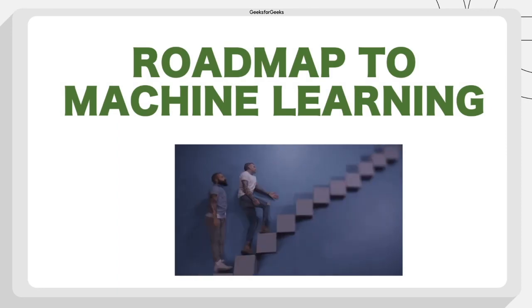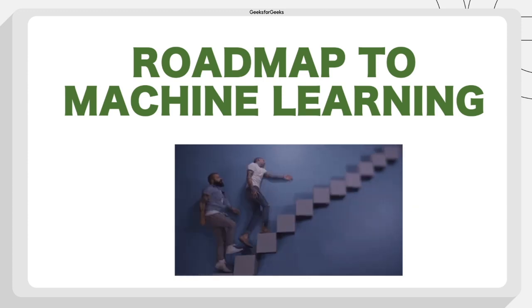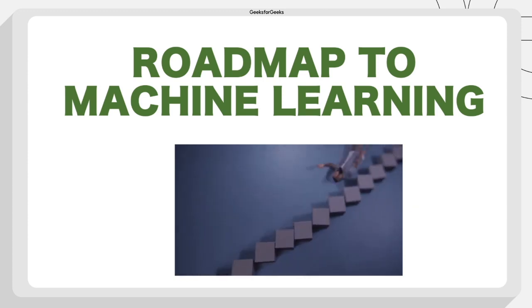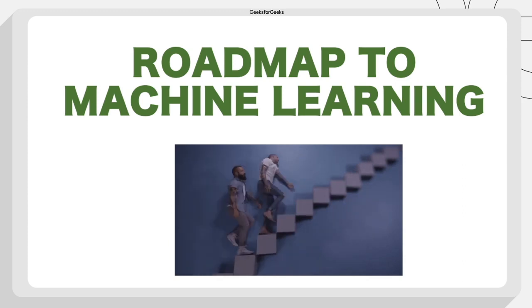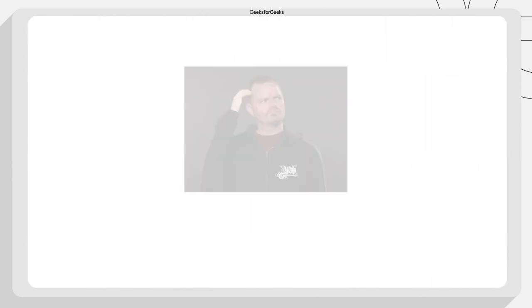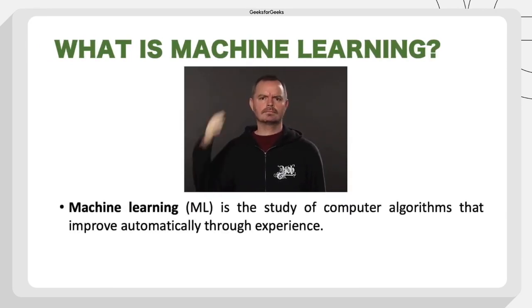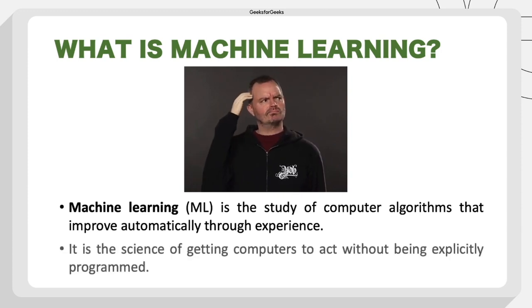In this video, we are talking about the roadmap to machine learning. So if you are interested in machine learning, this video will help you figure out the pathway using which you can start working in machine learning. But first, let's figure out what machine learning is. A basic definition is that machine learning is the study of computer algorithms that improve automatically through experience. It is the study of getting computers to act without being explicitly programmed.